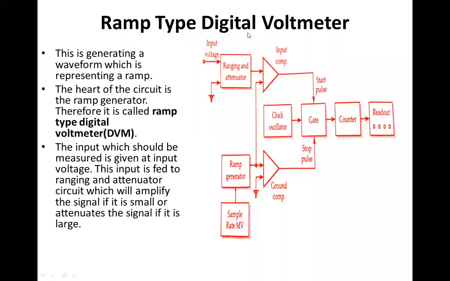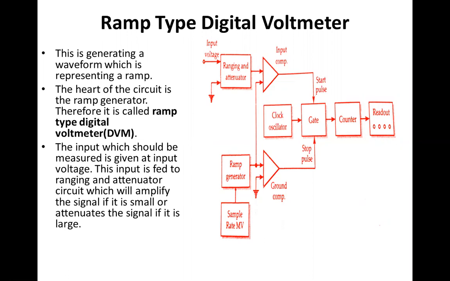Hello students, this is the continuation of the class digital voltmeter. Today we will start about ramp type digital voltmeter. Ramp type digital voltmeter is an electrical measuring instrument that is used to display the potential difference between 2 points in the form of digits.